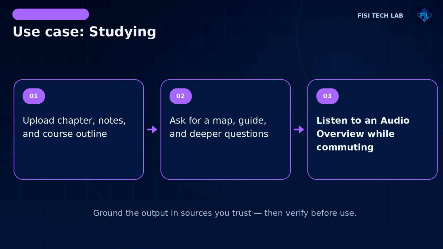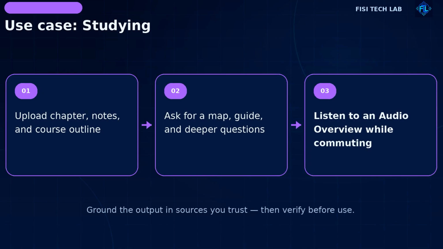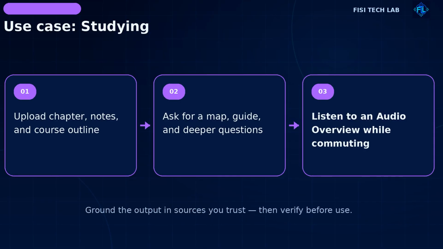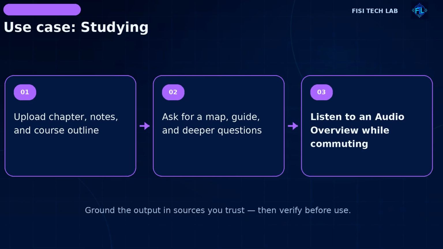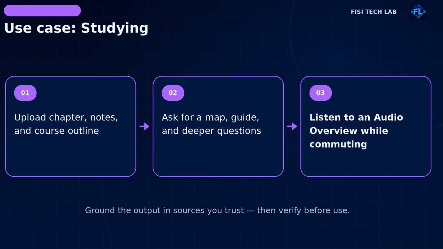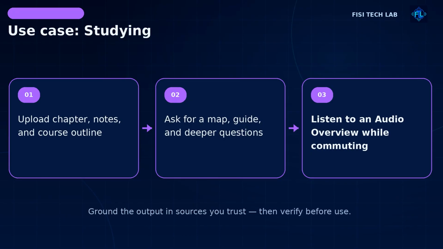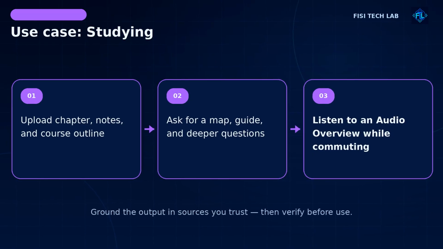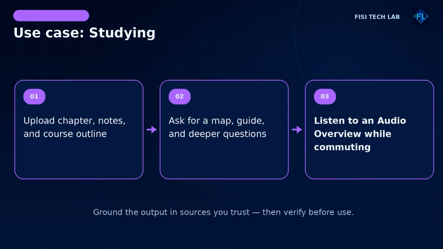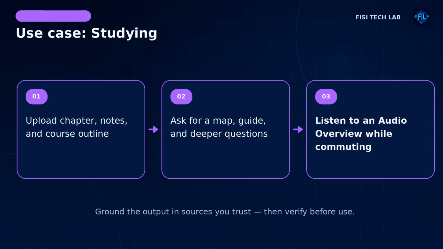For work, add a report, meeting notes, and the project brief. Ask for the decisions, open questions, risks, and owners. Then generate a short briefing deck for the next meeting. This is much more useful than asking AI to make random slides with no source context.